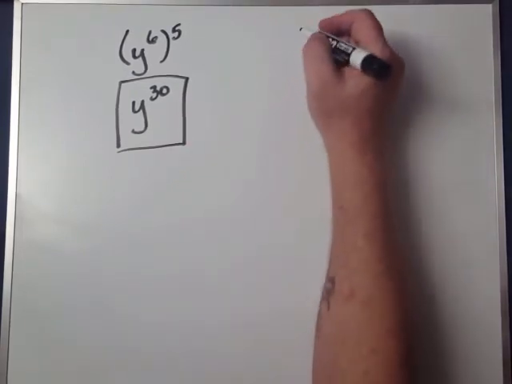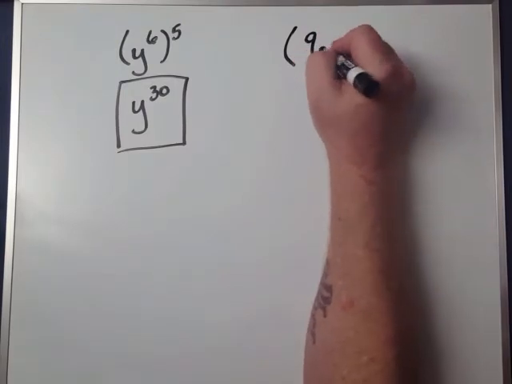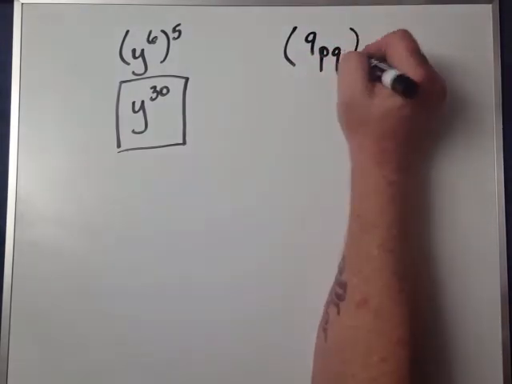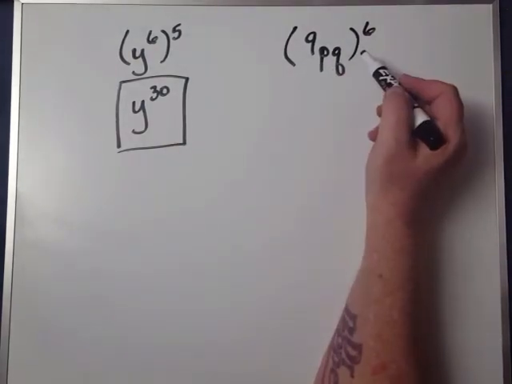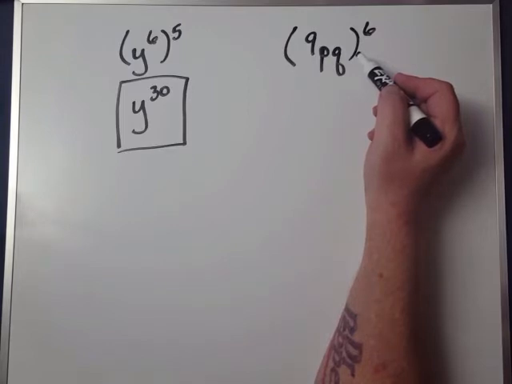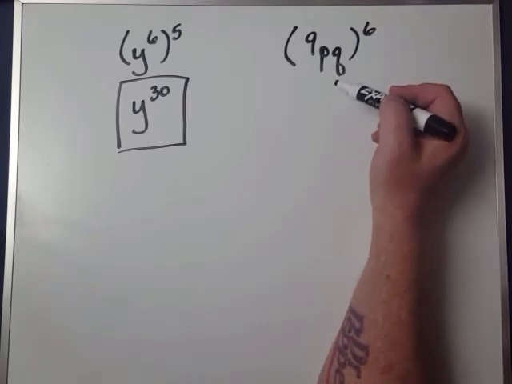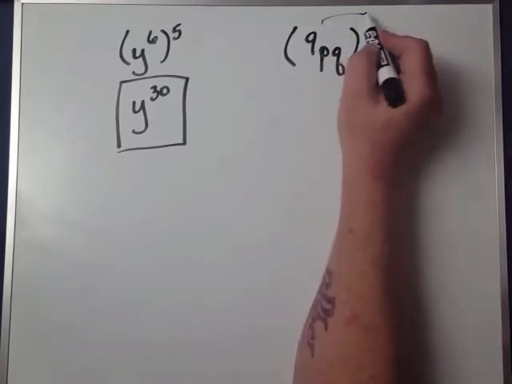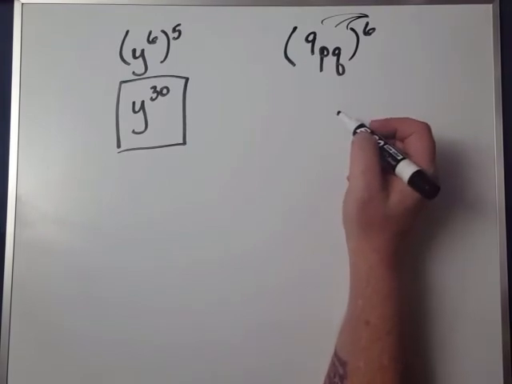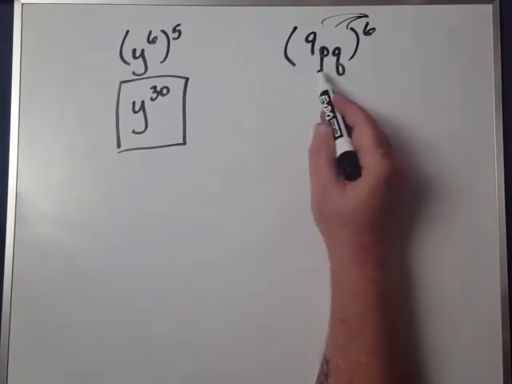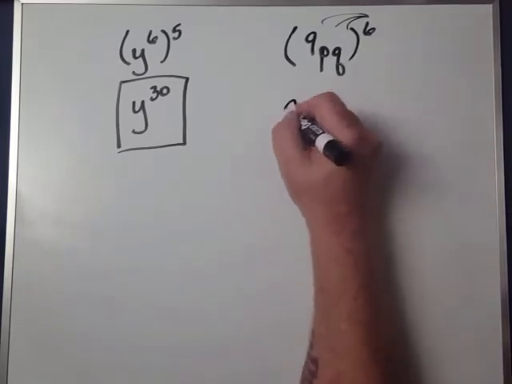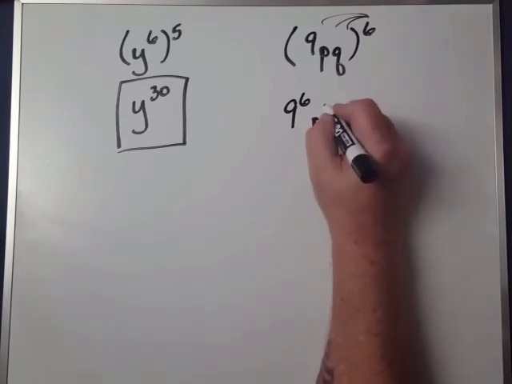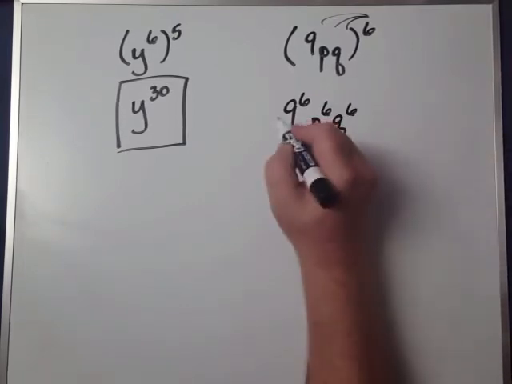Number 50. This is going to be our distributive property over multiplication. Your book calls this power rule B. I call it distributing a power. I can distribute this power to each of the 3 factors inside the parentheses because they are factors. They're being multiplied together. You can distribute a power over multiplication. 9 to the 6th, p to the 6th, q to the 6th.